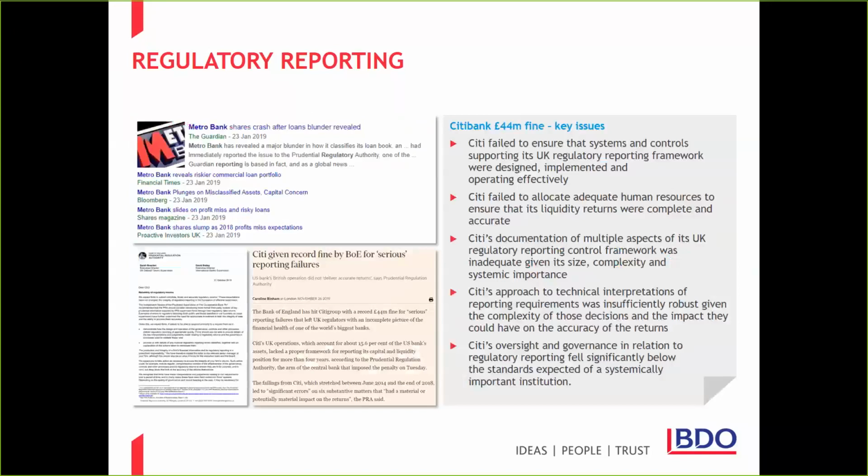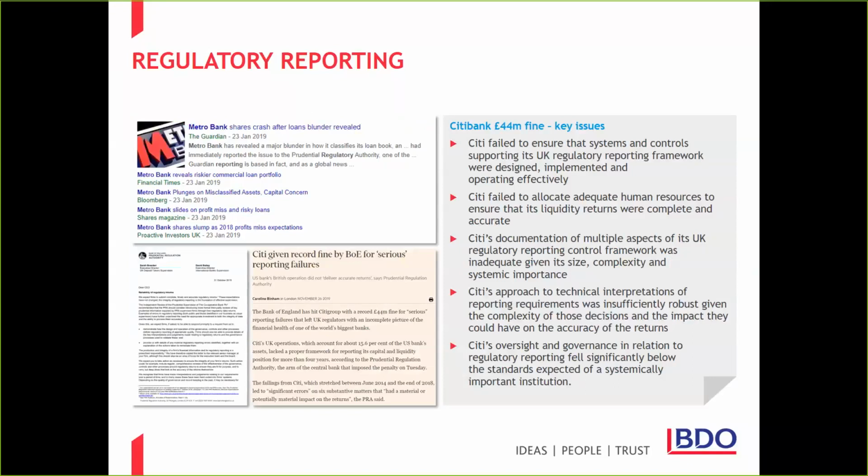What I have here is just some examples from googling Metrobank and Citi. You see straight away that these issues are basically driven by regulatory reporting. Metrobank classified parts of their loan book incorrectly when it comes to risk-weighted assets. Citibank had issues with both their liquidity coverage ratio (LCR) calculation, and the way they reported their capital ratio, basically risk-weighted assets again.